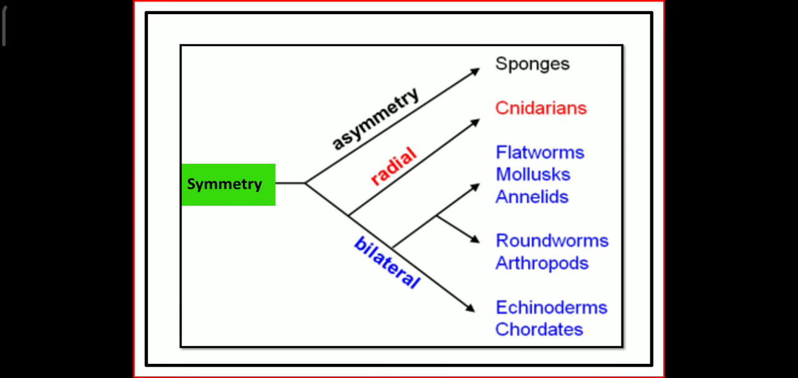Now, asymmetry is mainly found in the sponges, which are under the phylum Porifera, and radial symmetry is basically found in the phylum Cnidaria, and bilateral symmetry is mainly found in flatworms, mollusks, annelids, roundworms, arthropods, Echinodermata, and Chordata.